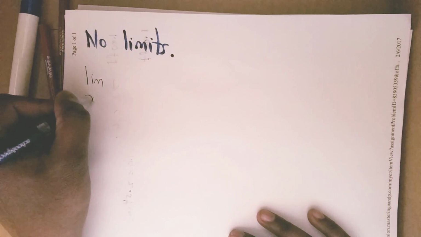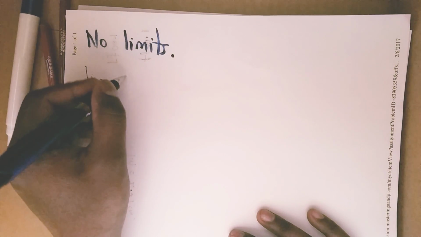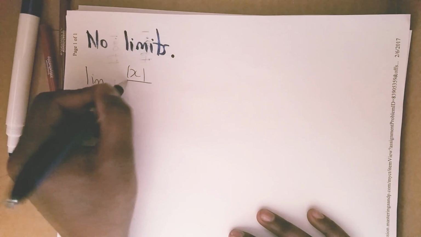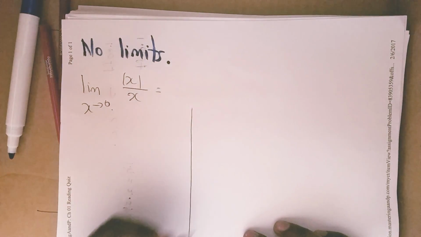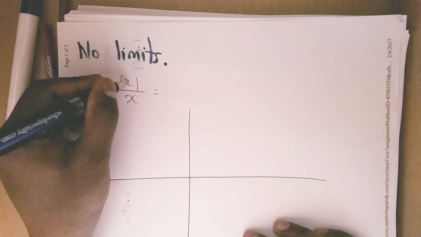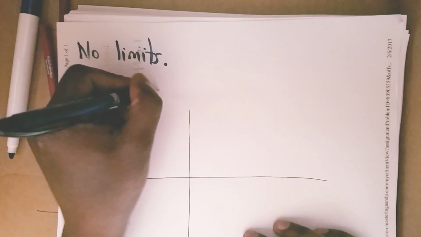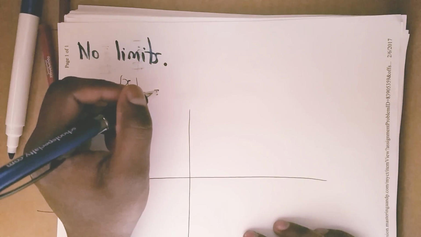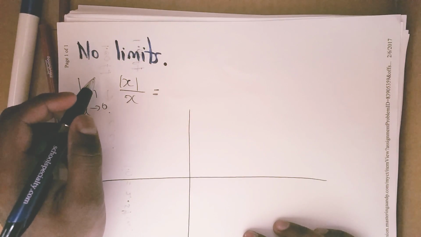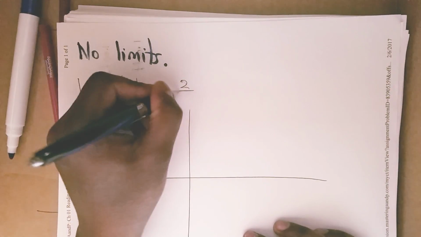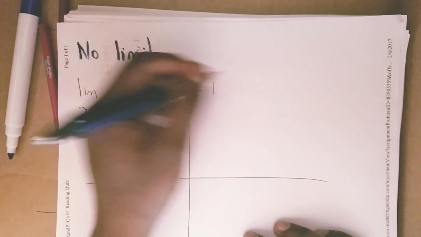So let's say I find the limit as x approaches 0 for the function x over x. If you would plot this on a graph, the limit of x over x will give you points where each gives you 1. For example, 1 over 1 will be equal to 1. 10 over 10 is equal to 1. 20 over 20 is equal to 1.